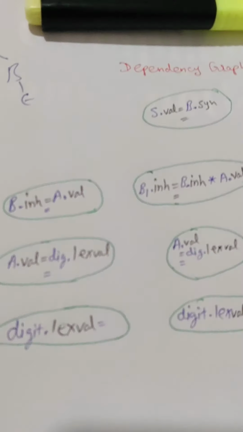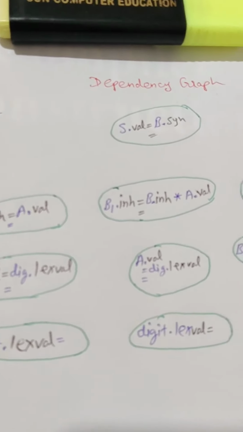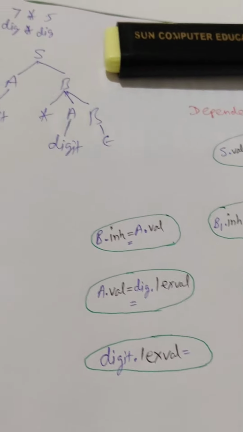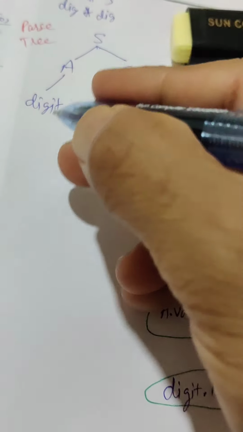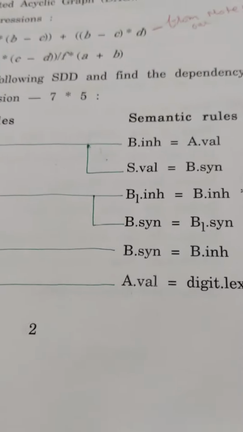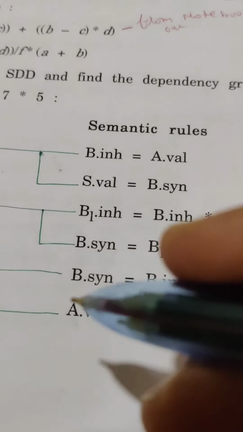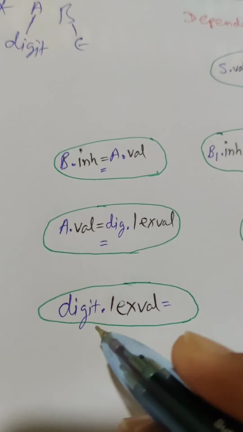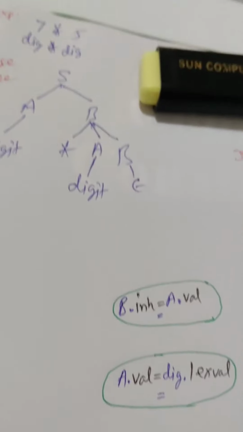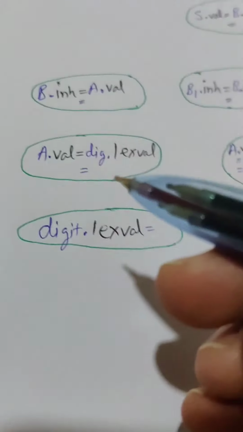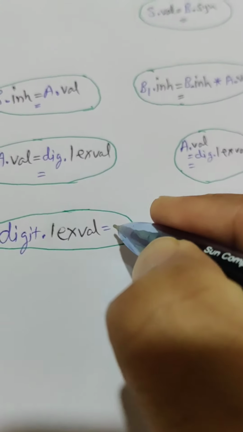Okay, so we have designed these nodes along with the attribute value in the dependency graph. You can see here, for this digit, A goes to digit, as we know, semantic rule here is A.val equal to digit.lexval. So digit.lexval, the lexval value of this digit, if you observe here in the expression, is 7. So we have got the value 7 here.